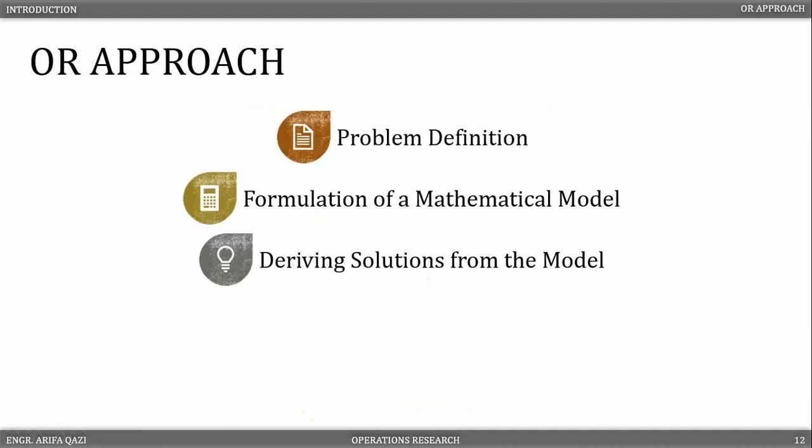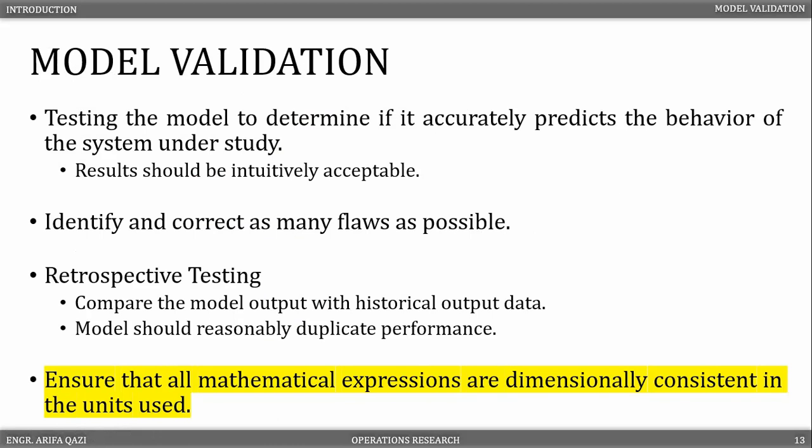The next phase in the OR approach is model validation. Model validation involves testing the model to determine if it accurately predicts the behavior of the system under study. The results should be intuitively acceptable. That is, the results should make sense. In this phase, the OR scientists identify and correct as many flaws in the model as possible. They ensure that the initial assumptions were correct or modify them, and by extension the model, if they were incorrect.